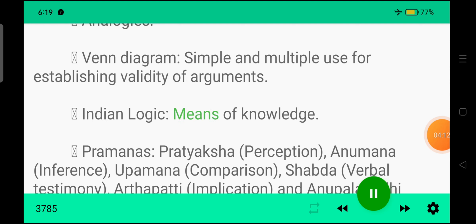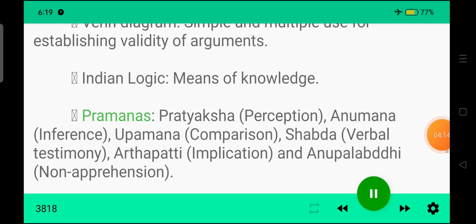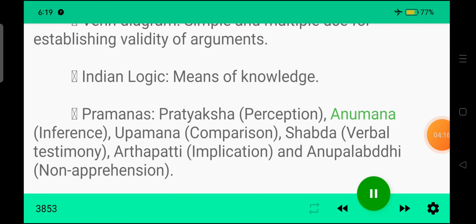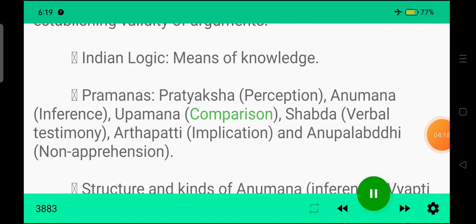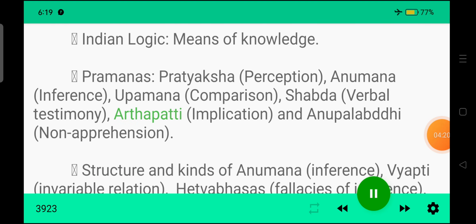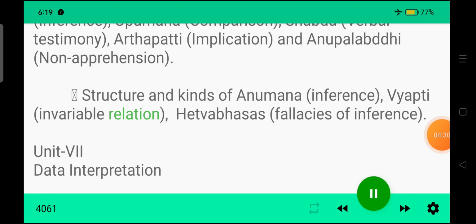Indian logic, means of knowledge. Pramanas: pratyaksha, perception; anumana, inference; upamana, comparison; shabda, verbal testimony; arthapatti, implication; and anupalabdhi, non-apprehension. Structure and kinds of anumana, inference, vyapti, invariable relation, hetvabhasas, fallacies of inference.